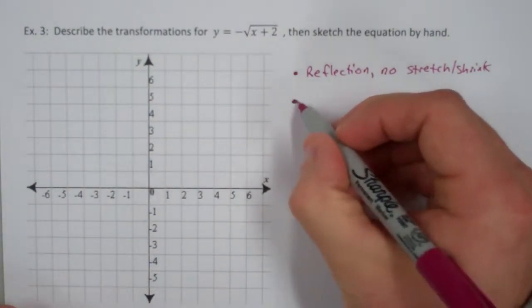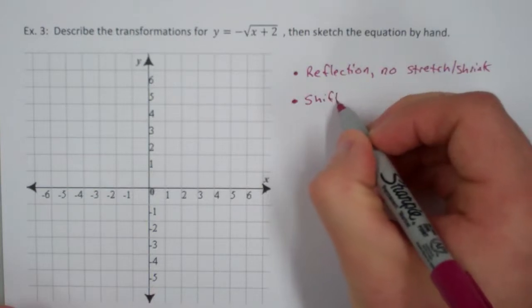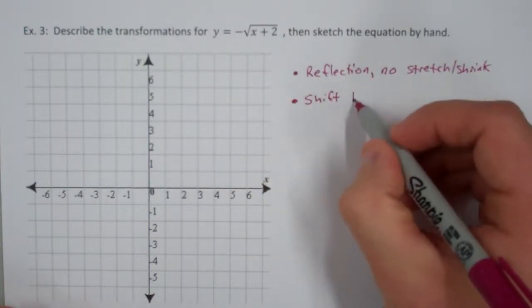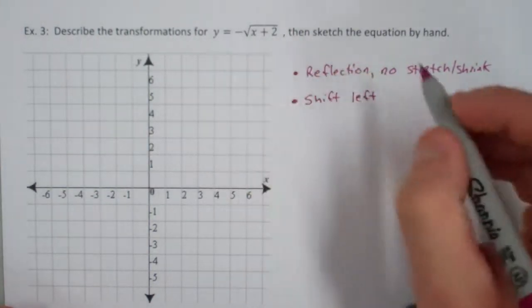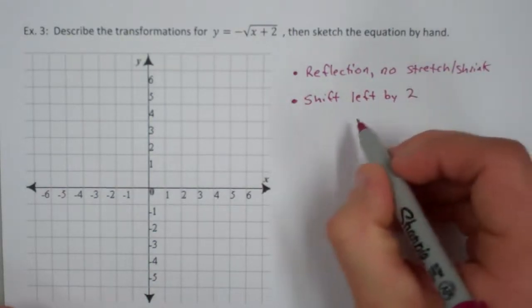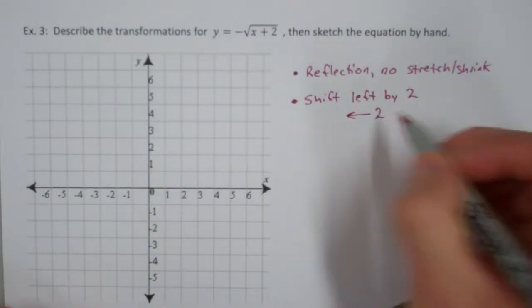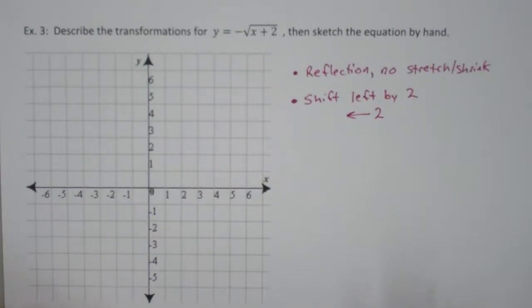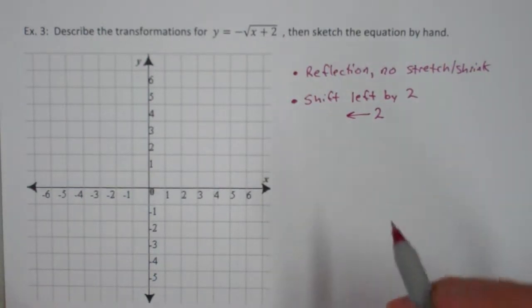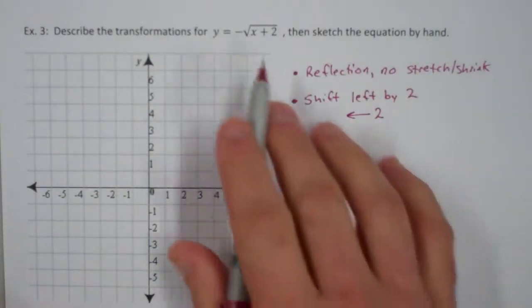And then also we're going to have a shift here, and the shift is going to be left by 2. You could use arrows if you wanted and just put left 2 if you'd like. So that's going to be a horizontal shift in the negative direction by 2. Alright, so we got kind of a description of what's happening.